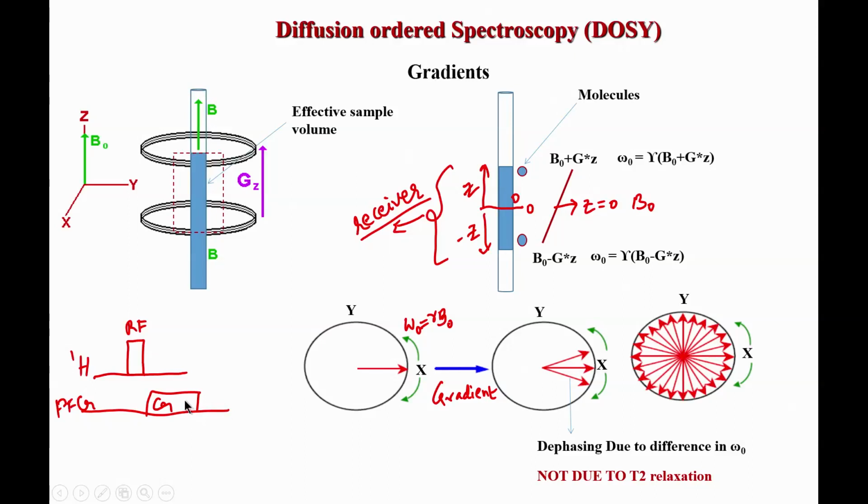A gradient is a very simple approach to destroy, remove or suppress any signal you want. You must keep in mind that this suppression or dephasing is not due to T2 relaxation. T2 relaxation also causes dephasing, but it is a slow process that takes 100 milliseconds, 200 milliseconds, whereas by applying a gradient of only 1 millisecond we can achieve this complete dephasing. So a gradient is a very fast way to remove or suppress the signal from your sample.